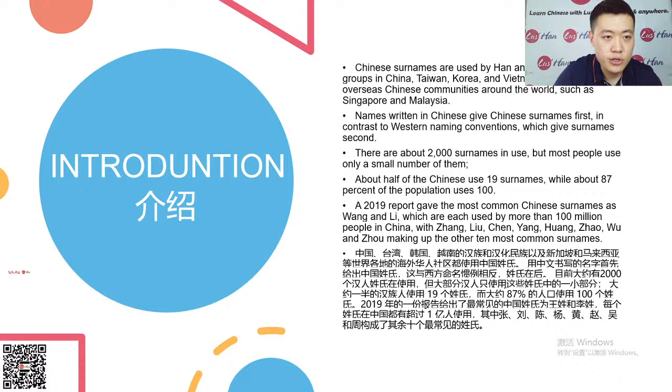Let me introduce the Chinese people's surnames. Chinese surnames are used by the Han and other ethnic groups in China, Taiwan, Korea, and Vietnam. You will even find some used in Japan, as well as in overseas Chinese communities around the world, such as Singapore and Malaysia. Actually, it's all around Asia, where people use Chinese.